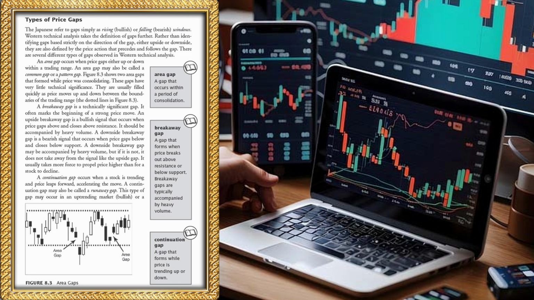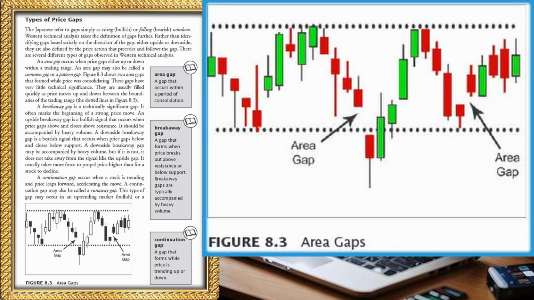An area gap occurs when price gaps either up or down within a trading range. An area gap may also be called a common gap or a pattern gap. Figure 8.3 shows 2 area gaps that formed while price was consolidating. These gaps have very little technical significance. They are usually filled quickly as price moves up and down between the boundaries of the trading range, the dotted lines in Figure 8.3. A breakaway gap is a technically significant gap. It often marks the beginning of a strong price move.